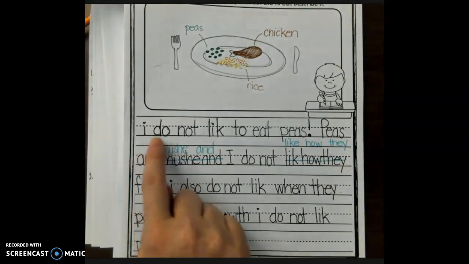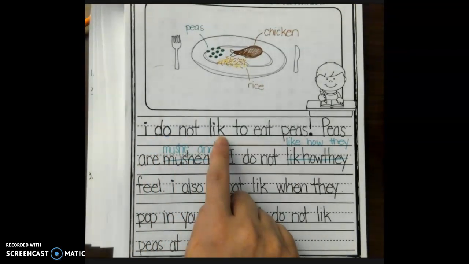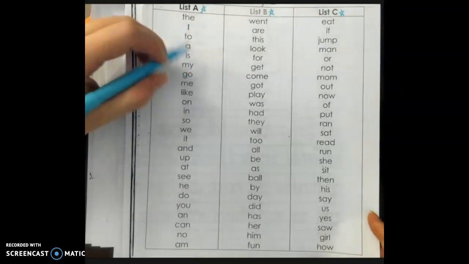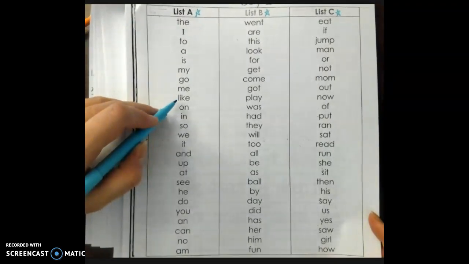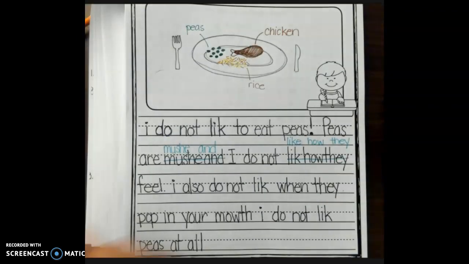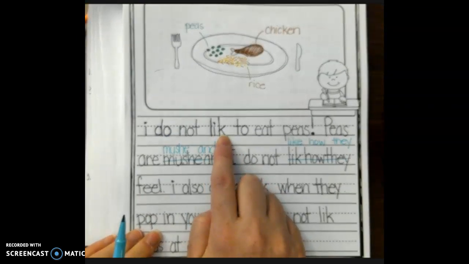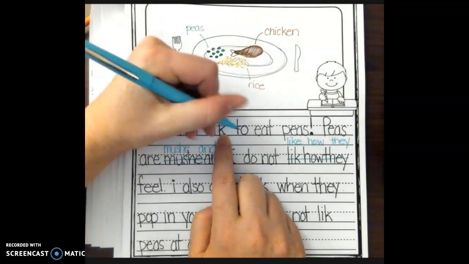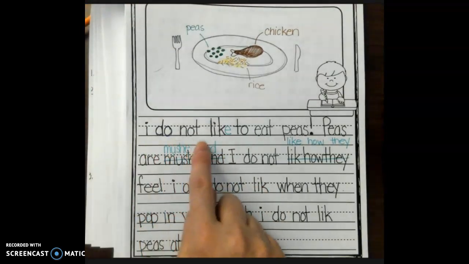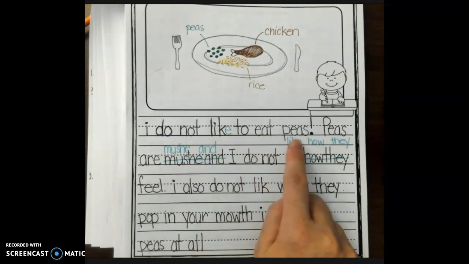So I do not like, I know like is a snap word, okay? That was from the beginning of the year. It's actually list A, like, L-I-K-E, like. L-I-K. Oops, I'm forgetting something. There we go. I do not like to eat peas.